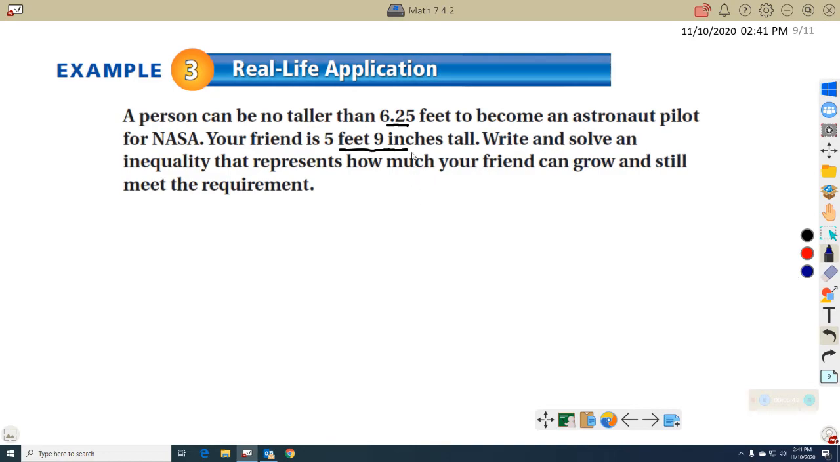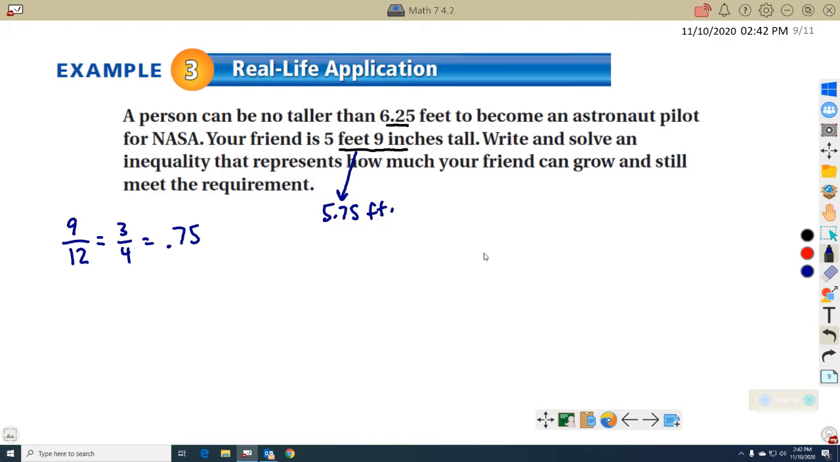Okay, so I'm going to convert the 5 feet 9 inches tall into just feet. So 9 inches, right? How many feet is that? Well, there's 12 inches in a foot. So 9 divided by 12, I can reduce this to 3/4, and I know that's going to be 0.75. Okay, so I'm going to think of this as 5.75 feet.